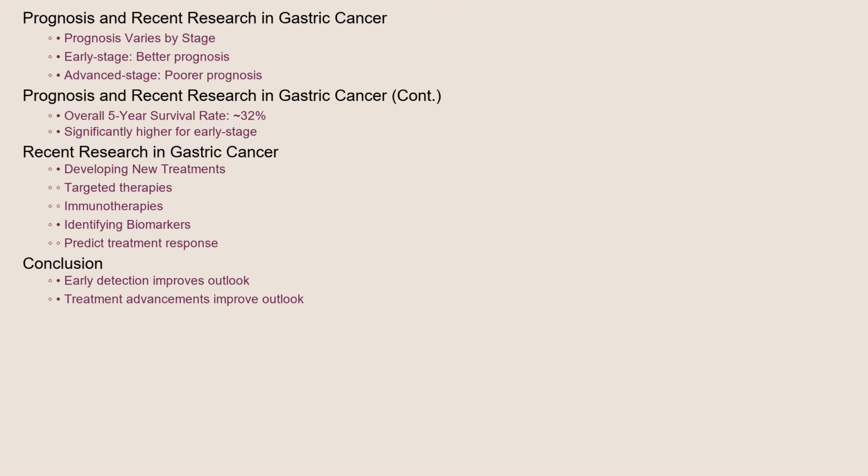Researchers are also working to identify biomarkers that can help predict which patients are most likely to respond to certain treatments. Early detection and advancements in treatment are continuously improving the outlook for individuals with gastric cancer.